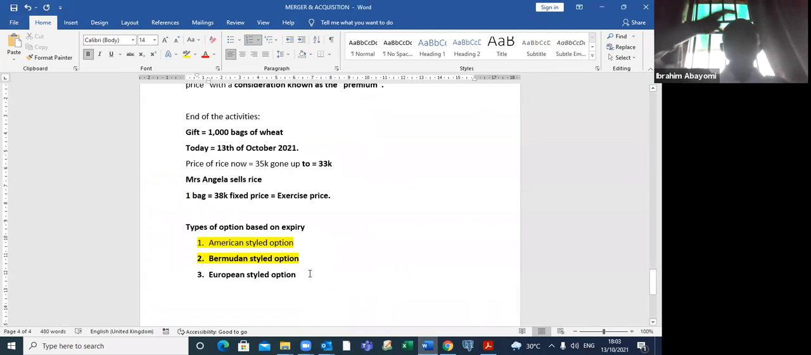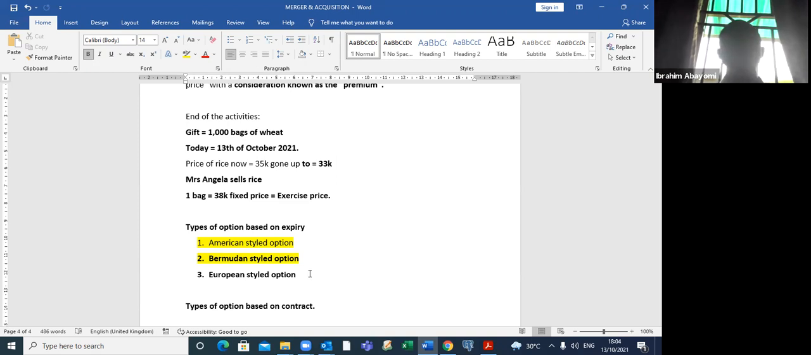So any option we are going to be dealing with is going to be European styled option, meaning that it's an option that can be exercised on the last day of the expiration of the option contract. I believe that is clear, Abby. Now let me go to types of option based on contracts. The other one is based on expiration, based on the expiry of the option. This one we are going to deal with here is type of option based on contract.